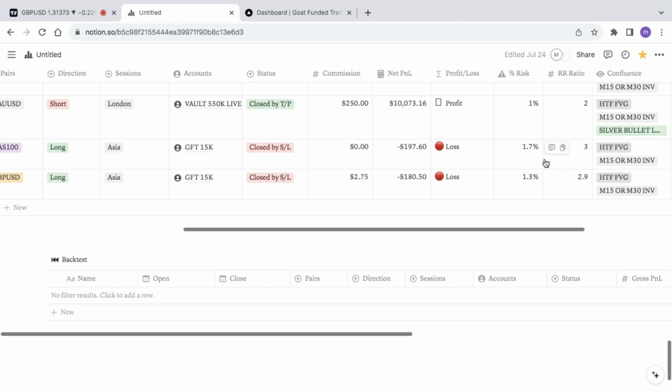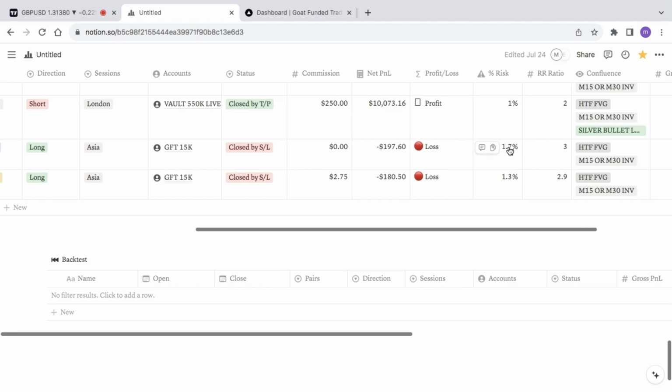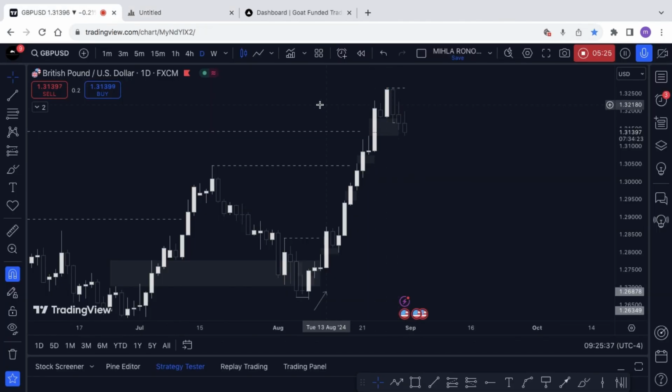And what else did I want to say? So minus 1%, 1.7, 1.3%. So I'm down about 3.29%. That's just the update regarding the challenge.